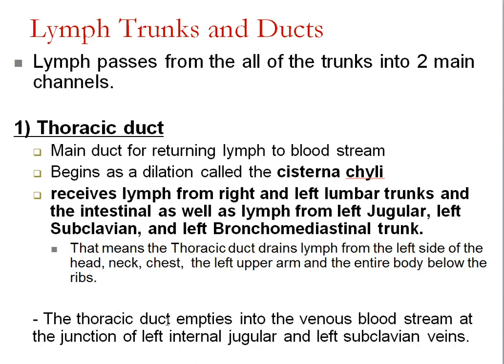And then our thoracic duct is going to empty back into our venous bloodstream at the junction of our left internal jugular vein and our left subclavian vein. So where those 2 veins come together and merge, boom, that's where our thoracic duct is going to dump all this lymph it's collected back into our bloodstream.